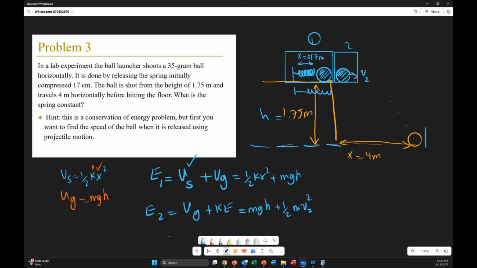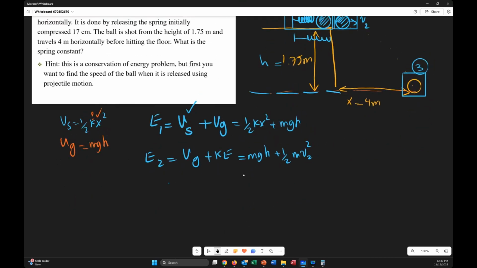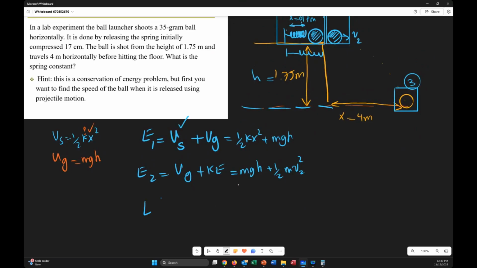I call this situation number three, when the ball reaches the ground or hits the ground. Can you tell me what kind of energy we have at number three? Just before it hits. So how can that be? Perfect. 1/2 m, now the velocity at 3, because the velocity is going to be different. I call this v3 squared plus.